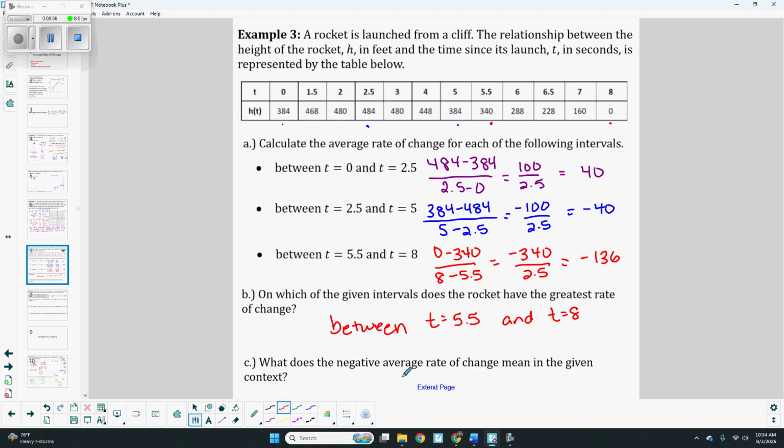So what does the negative average rate of change mean in the given context? It means it's falling back to the ground, right? We're talking about a rocket being launched from a cliff. When it's a positive rate of change, it was rising still. And once it started going back down, that's when the change turned negative. So that would be the rocket is falling back to the ground.